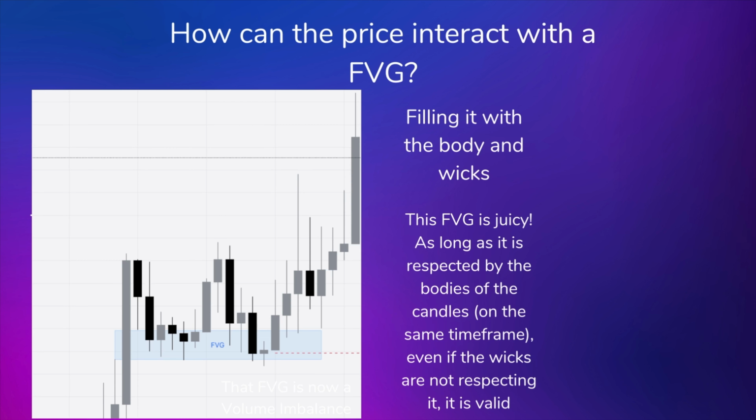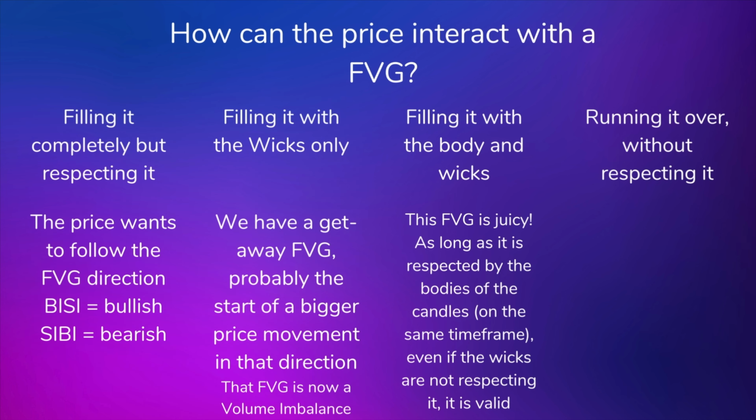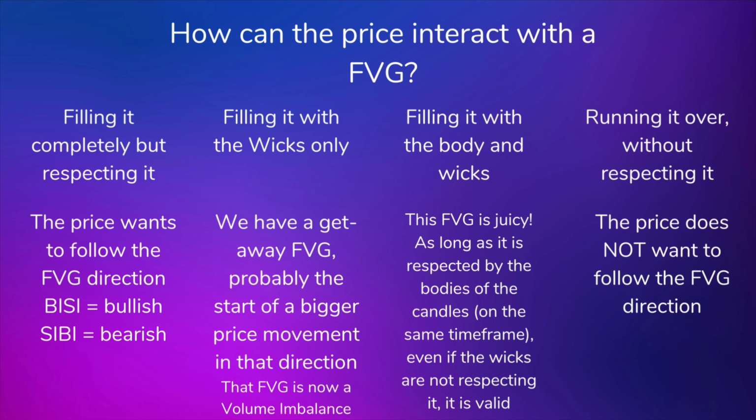But considering that this is a fair value gap on the 1 hour time frame, and the wicks and the bodies are also in the 1 hour time frame, that still means that our fair value gap was respected. Now, the price can also interact with a fair value gap by running it over without respecting it. In that case, the price does not want to follow the fair value gap direction.